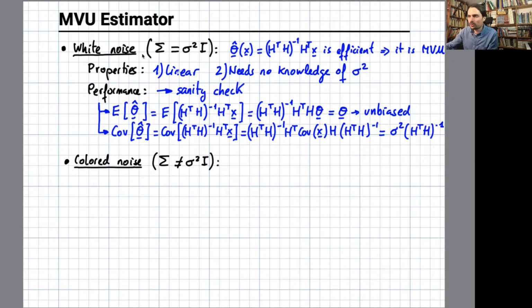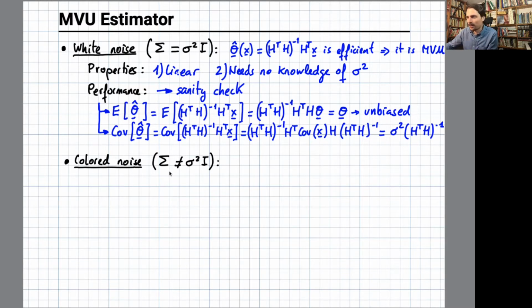Now, how do we obtain the MVU estimator in the case of colored noise? You can do the same derivation that we have done for white noise, using a generic positive definite covariance matrix sigma. The same steps have to be done. The math is a little bit more tedious, but it is doable. Actually, you can try it to practice.